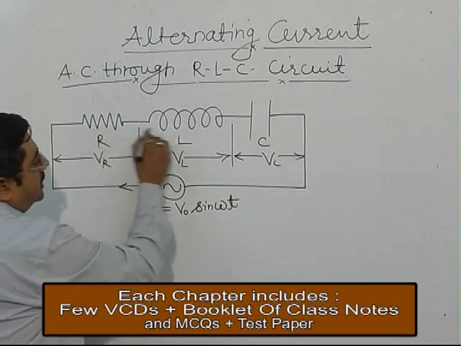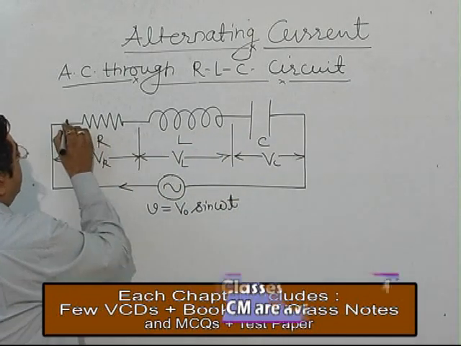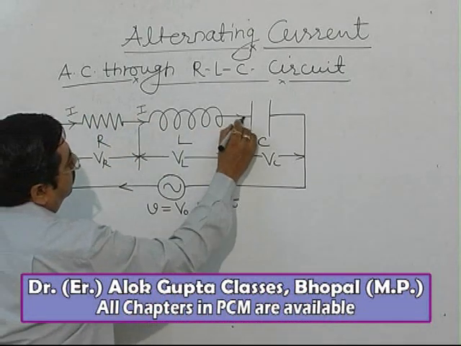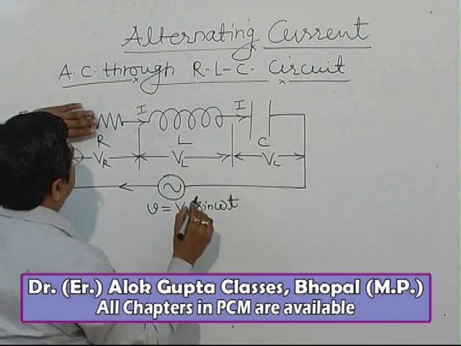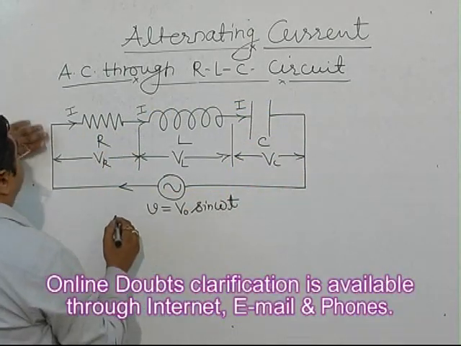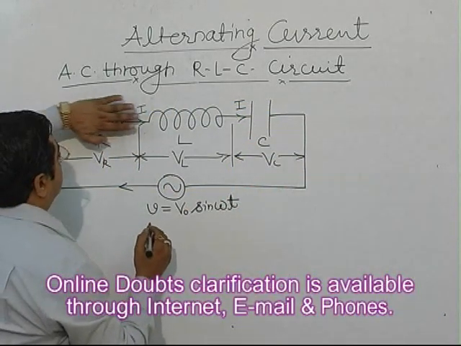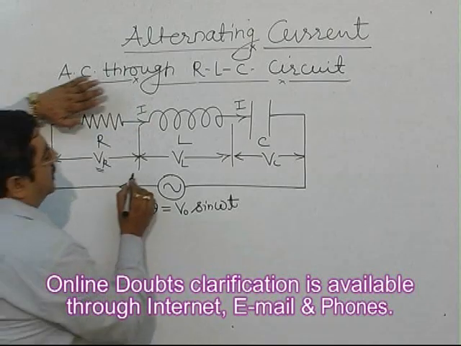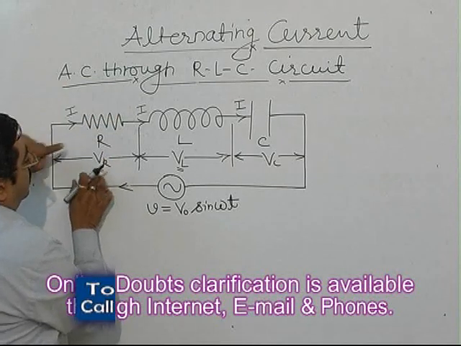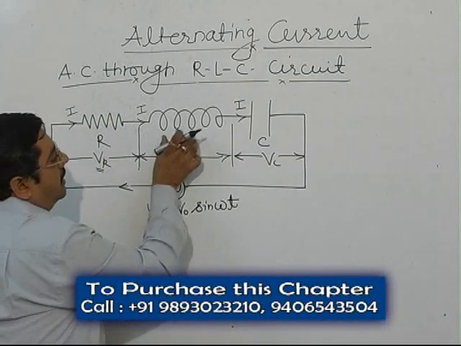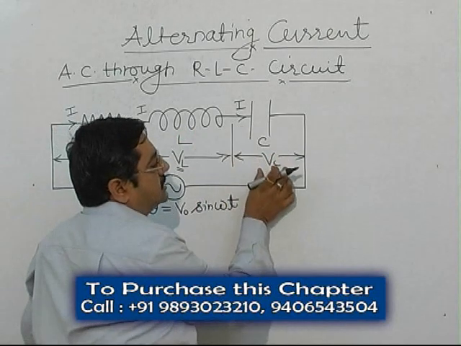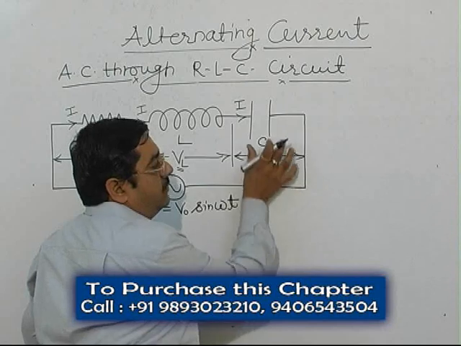When the three components are connected in series, the current through each element will be the same. तीनों में एक ही करंट निकलेगी, एक ही करंट जाके वापस आएगी. When this current is passed, जब ये करंट जाएगी, it will generate potential across the components. Across this, let the potential produced be VR. Across this, let the potential produced be VL. Across this capacitance, let the potential produced be VC.